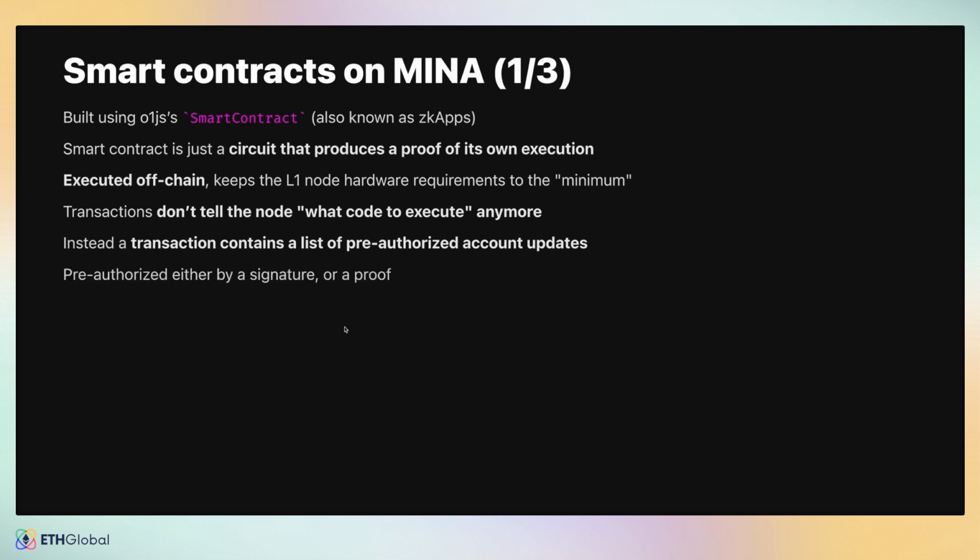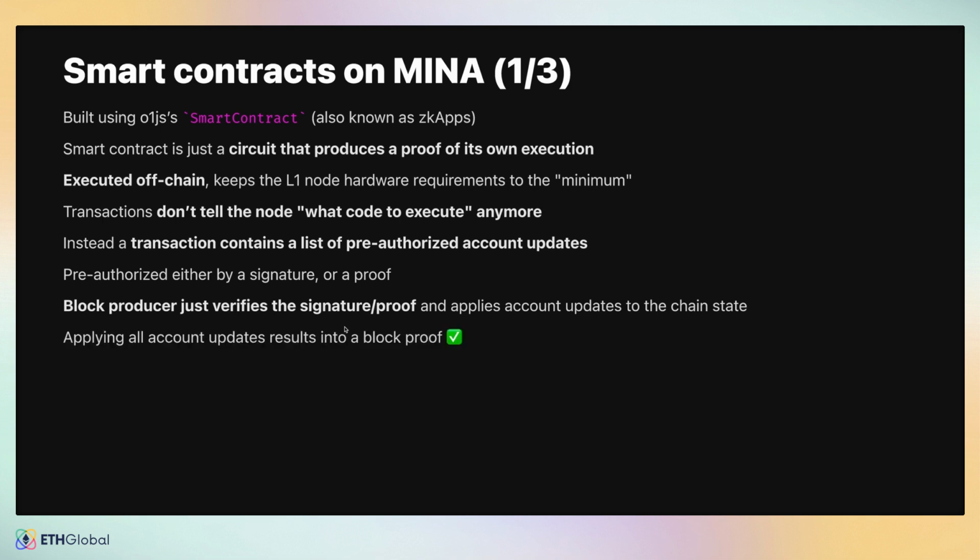All right. They can also be authorized by signature, so not just the proof. The block producer or the chain then verifies the proofs and updates the chain state. We just discussed that. And all of this is then recursively bundled into a single block proof. So out of all of these recursive proofs, you end up with a single block proof, and you can carry on with your day. So it's really amazing.